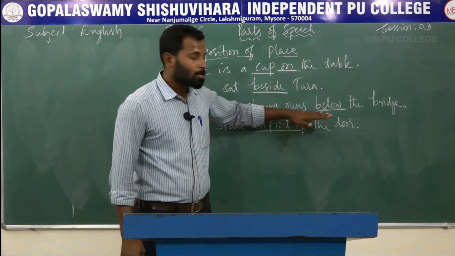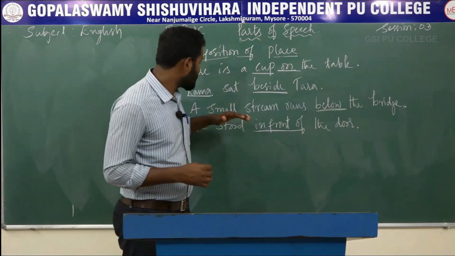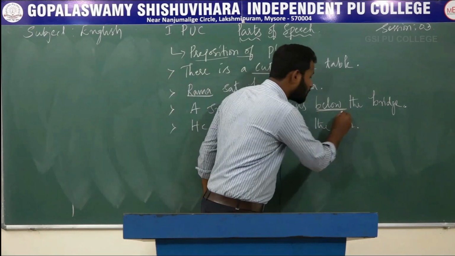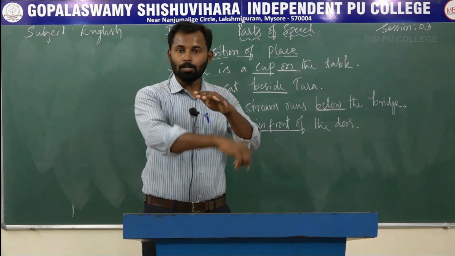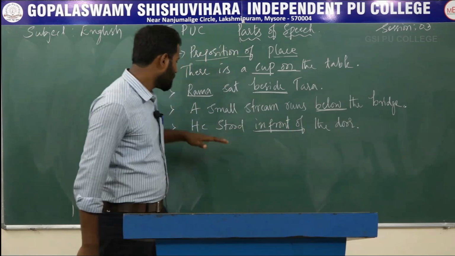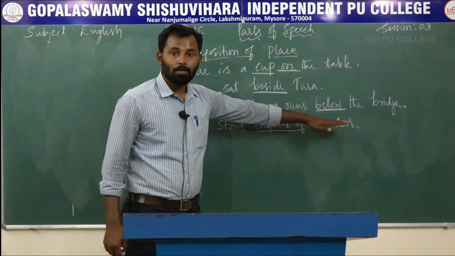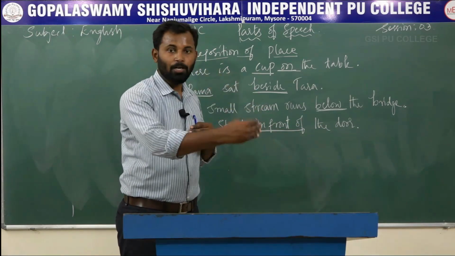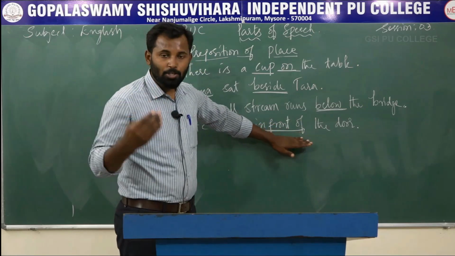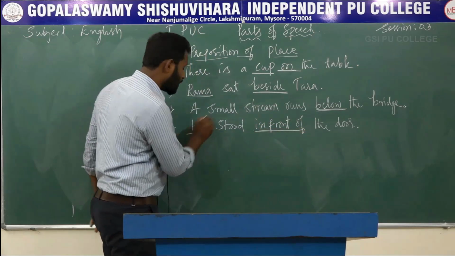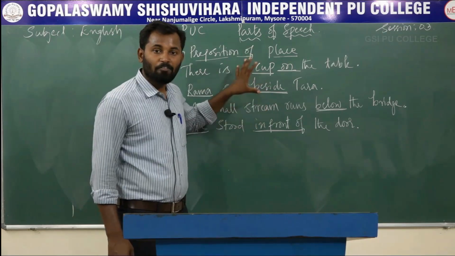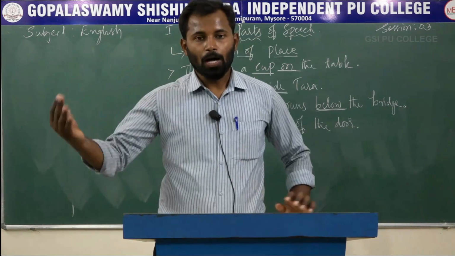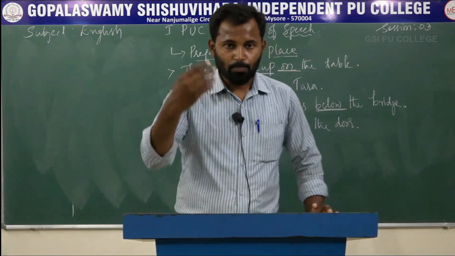A small stream runs below the bridge. Where does the stream run? It runs below the bridge. So the preposition below describes the position of the stream. Next, he stood in front of the door. Where did he stand? He stood in front of, just opposite to the door. So, in front of also describes the position of this person. So, prepositions of place describe the position of a person or thing in relation to other persons or things. Let us move on to the next one now.